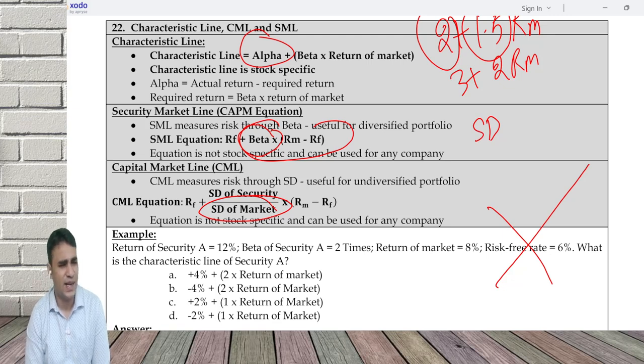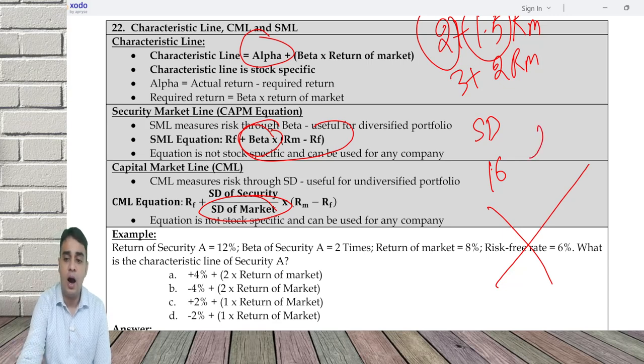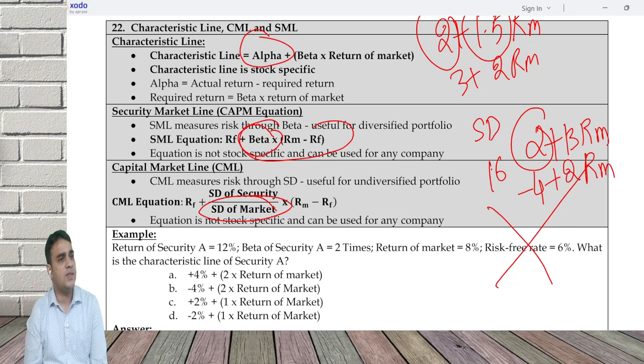Guys, please participate. What is the required return as per characteristic line? It is 16%. How much is the security generating? So alpha is -4. So the equation is alpha plus beta into RM: alpha is -4, beta is 2, RM. Why are we forming this equation? You substitute RM and then keep getting return. Any doubts in this? Clear?